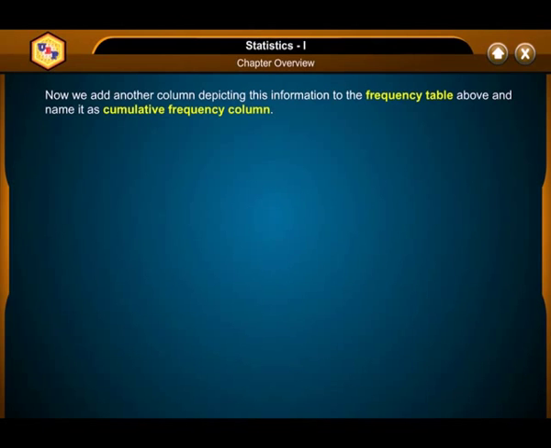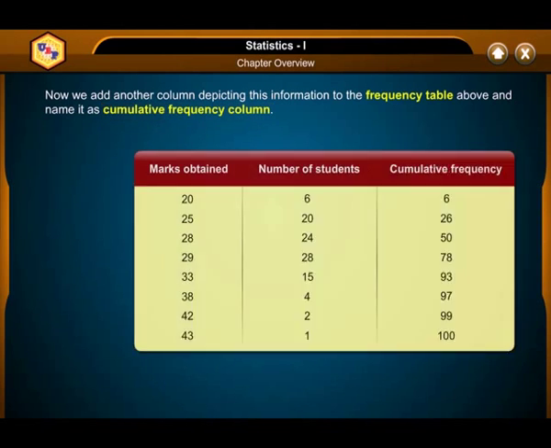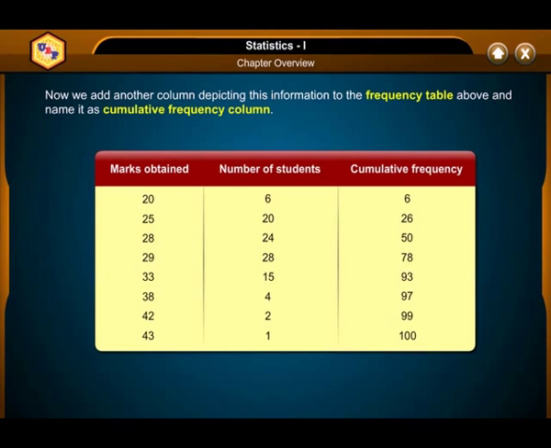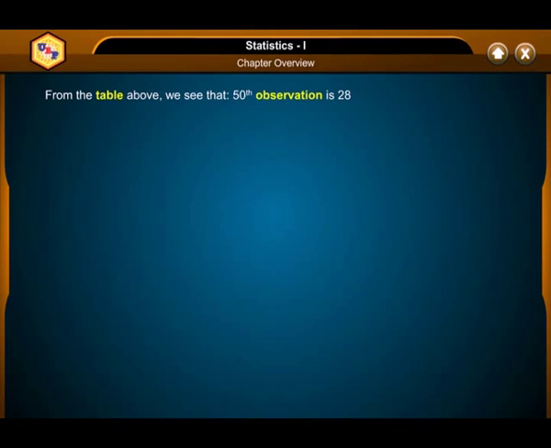Now, we add another column depicting this information to the frequency table above and name it as Cumulative Frequency column. Marks obtained, number of students, cumulative frequency: 25, 6, 20, 26; 28, 24, 50; 29, 28, 78; 33, 15, 93; 38, 4, 97; 42, 2, 99; 43, 1, 100. From the table above, we see that the 50th observation is 28, and the 51st observation is 29.